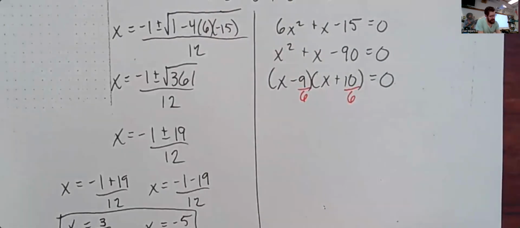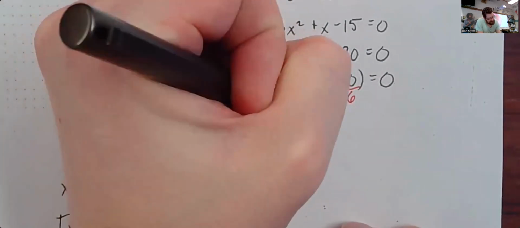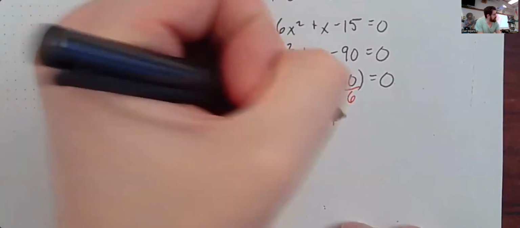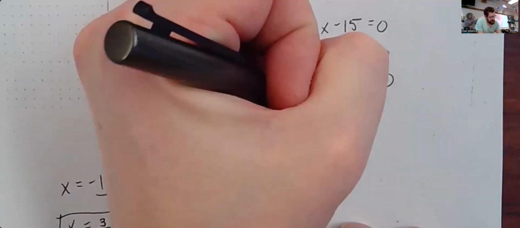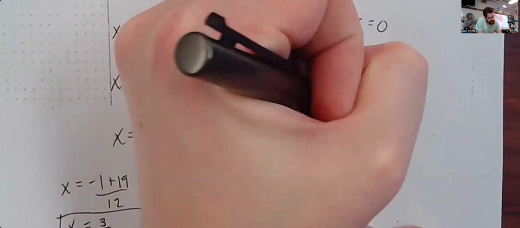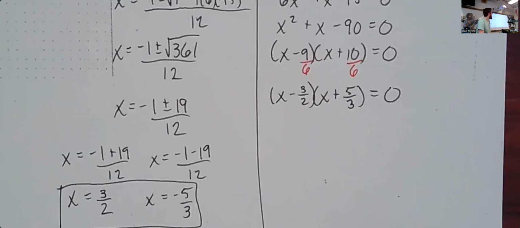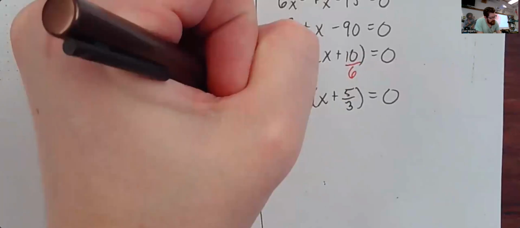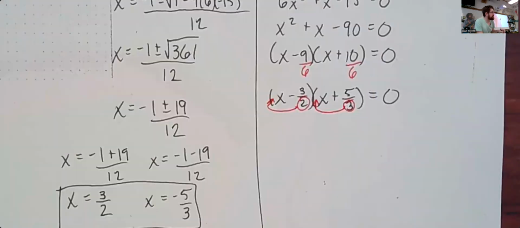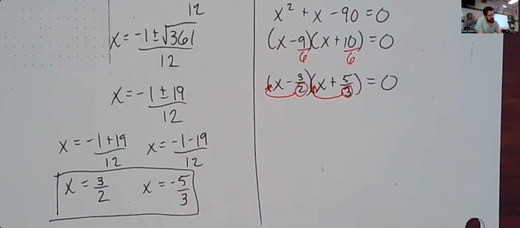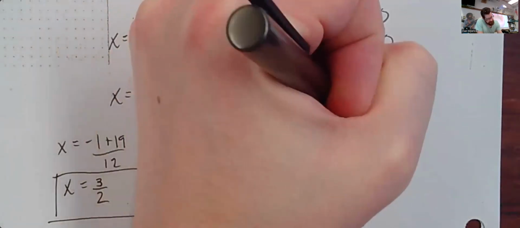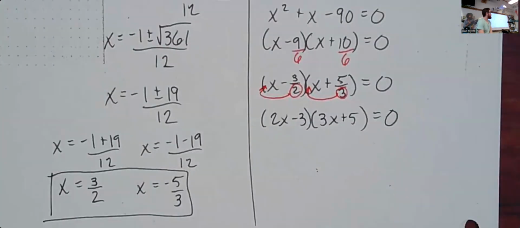9/6 would be equal to 3/2. So that'll be x minus 3 over 2 times x plus, those both divide by 2, so that's going to be 5 over 3 equals 0. And then to complete the slip and slide process, we have to take our denominators and move them in front of each variable inside each set of parentheses. So we're going to get 2x minus 3 times 3x plus 5 equals 0. That is the factored form.